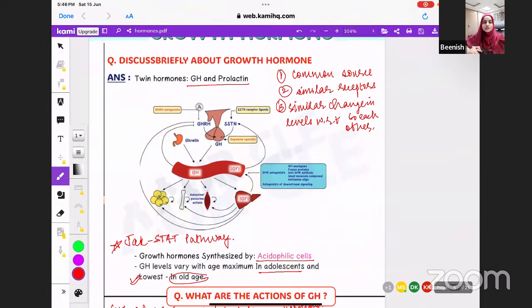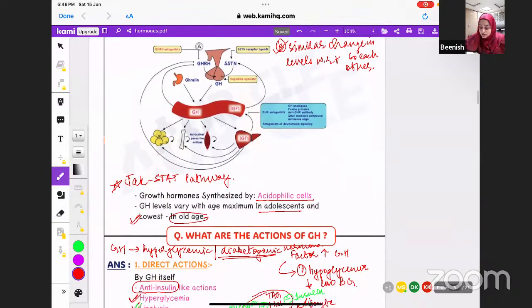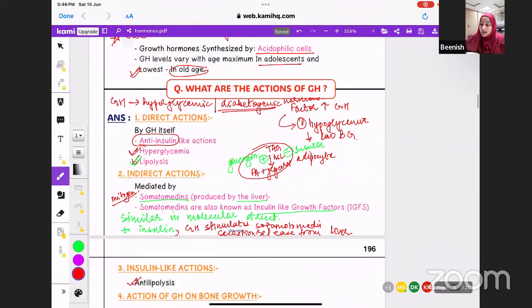So we discussed that prolactin and growth hormone are twin hormones, and we discussed the reason why they're known as twin hormones: because they have a common source, similar receptors, and similar change in levels with respect to each other. Then we spoke about the actions of growth hormone, which are very important.